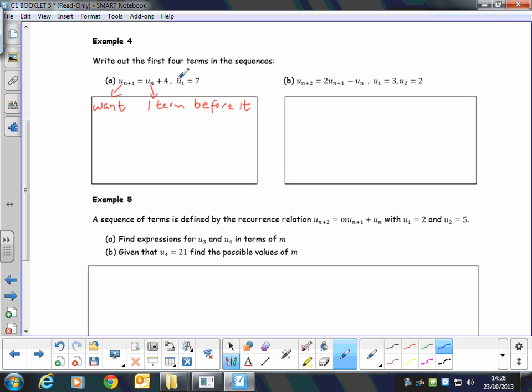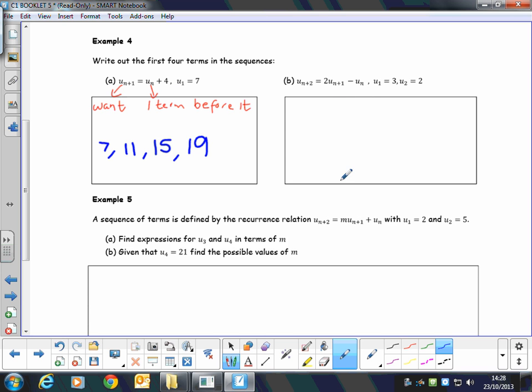So we've been told that u1, which is your first term, is 7. So in order to get the next term, which is the term you want, you've got to look at the term before it and add on 4. So to get the next term, I look at the term before it, which is 7. I add on 4, and I get 11. Now to get the next term, I'm going to look at the term before it, which is 11, add on 4, and I get 15. And to get the next term, I've got to look at the term before it, add on 4, and I get 19.